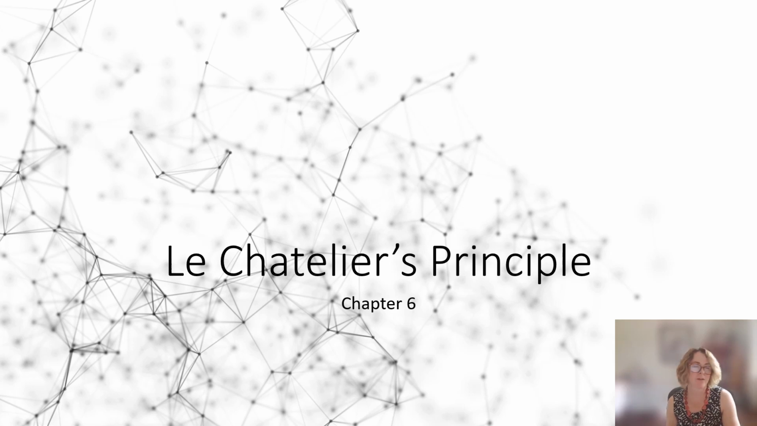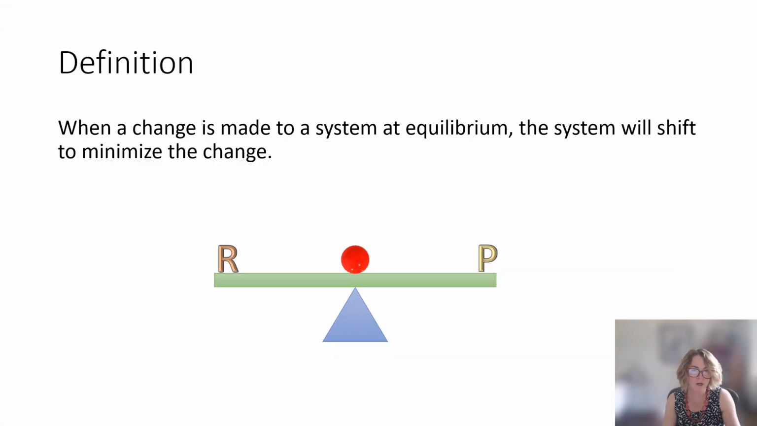All right, in this video we are going to be talking about Le Chatelier's principle. And basically what this talks about is what happens when you take a system at equilibrium and you take it out of equilibrium. What does that system do and how does it get itself back to equilibrium? All right, so by definition, when we make a change to a system at equilibrium, that system will shift to minimize that change. And I want you to think about a system at equilibrium like a seesaw.